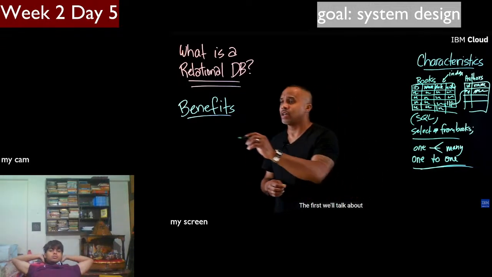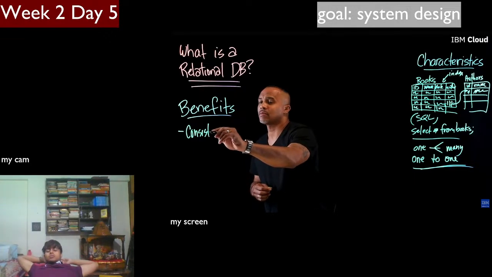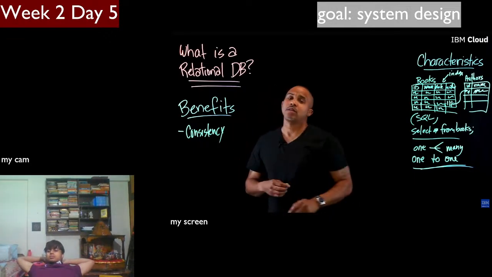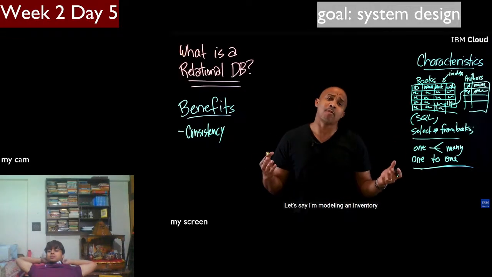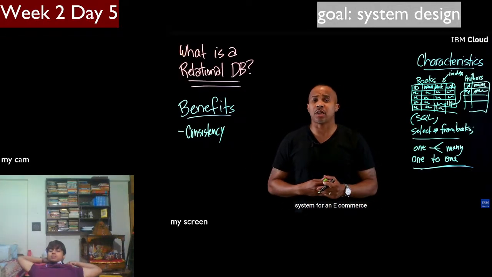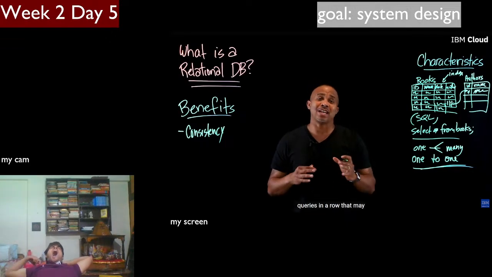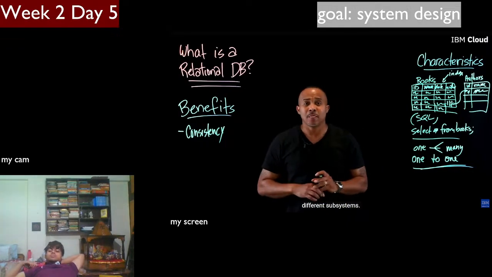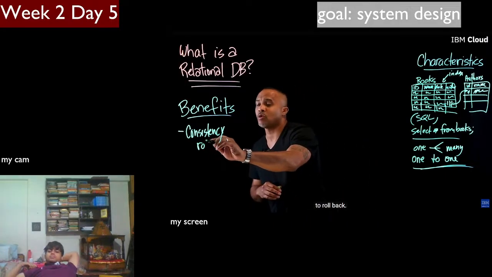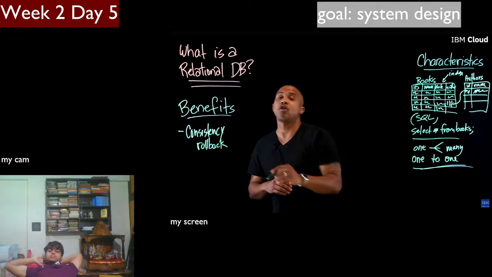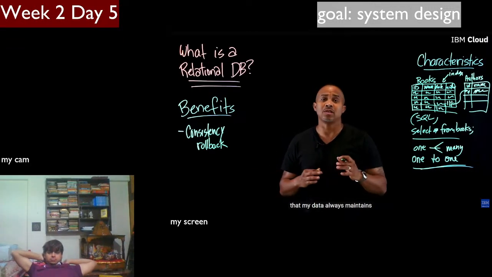The first we'll talk about is the consistency. Now this is useful because let's say there's some point where I want to run multiple of these transactions. Let's say I'm modeling an inventory system for an e-commerce application, and I have the need to write several queries in a row that may manage a couple of different subsystems. But if one of those queries fails, I want the option to be able to roll back the whole set of all those queries just to make sure that my data always maintains some consistency there.